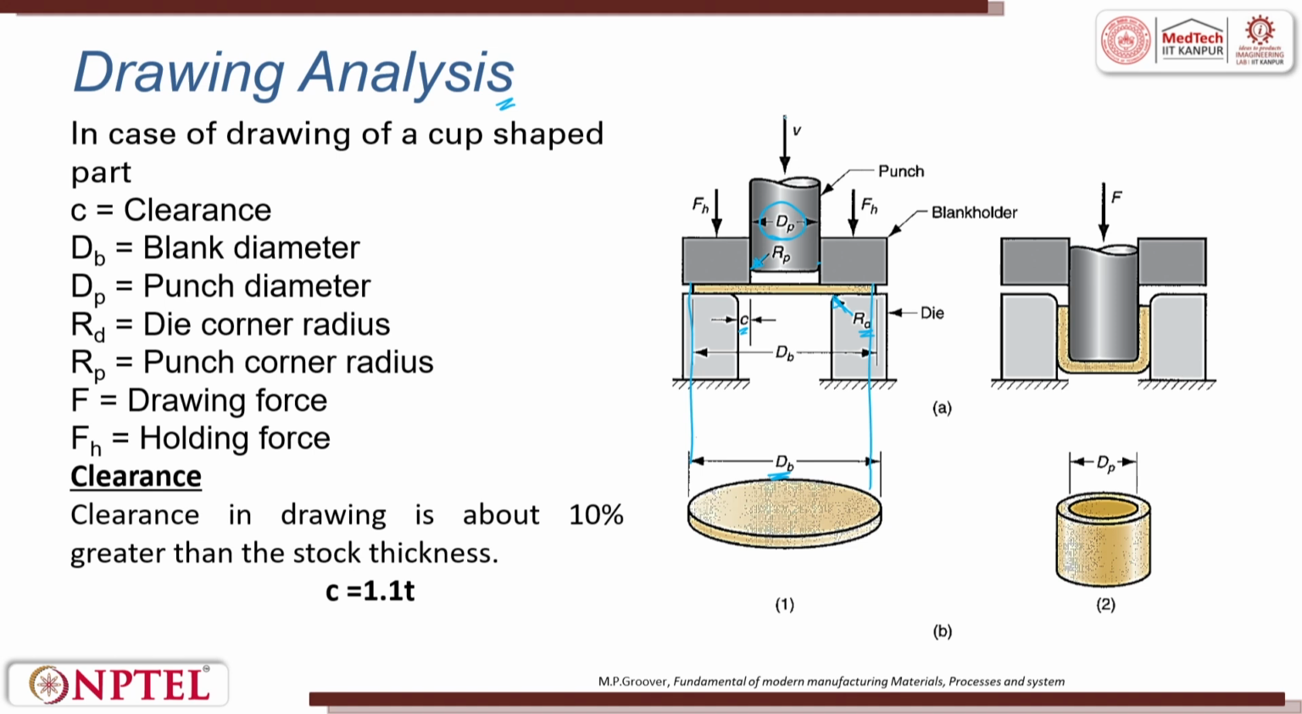The force which is required to push it down is F, and this is the blank holding. If the holding is very tight, when the punch moves very fast, it can shear. If the holding is very weak, when the punch is moved down, you will have defects in drawing. So, the clearance is always given as 10% greater than the stock thickness. So, C will be 1.1 times the thickness.